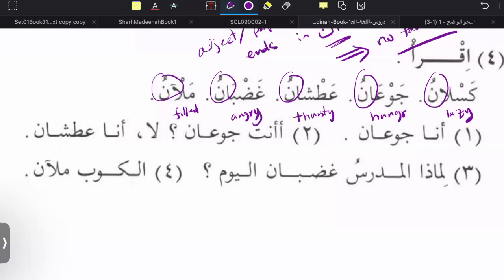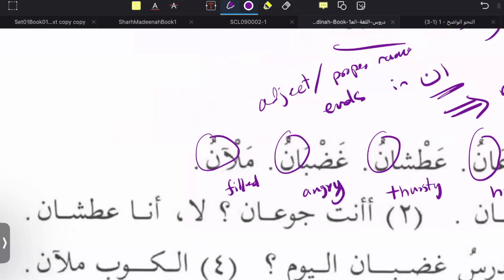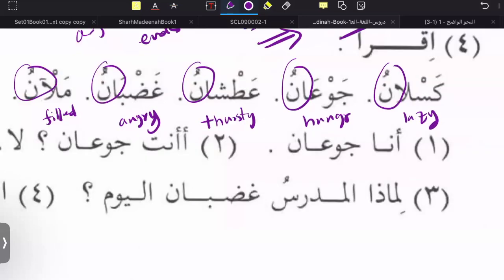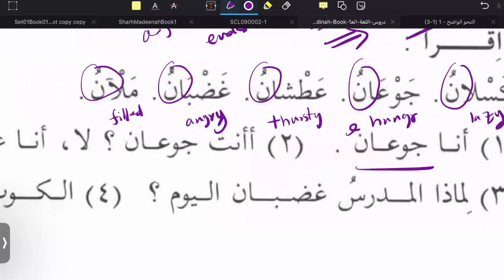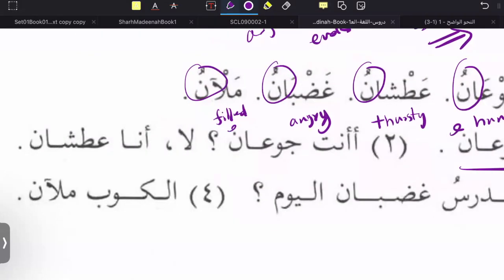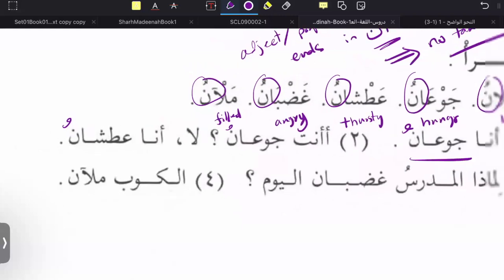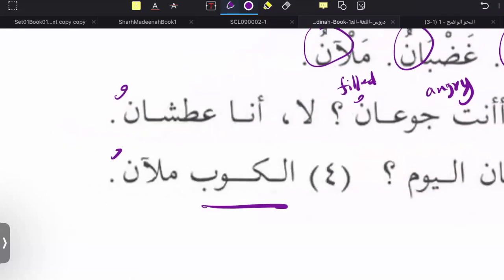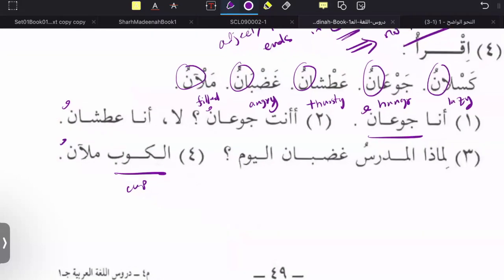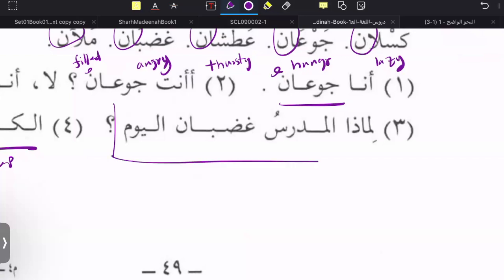What is mal'an? Mal'an means filled, to be full. Okay, so for example, you can say hadha al-kub mal'anu. This glass is filled or full. Ana jaw'anu. Anta jaw'anu. La ana atshanu. So please, here, al-kub mal'anu. The cup is full. So who wants to translate this one?